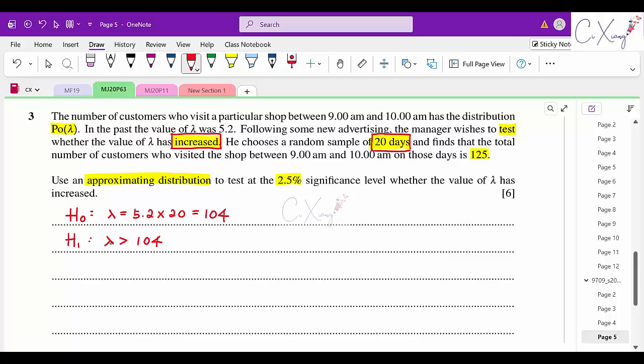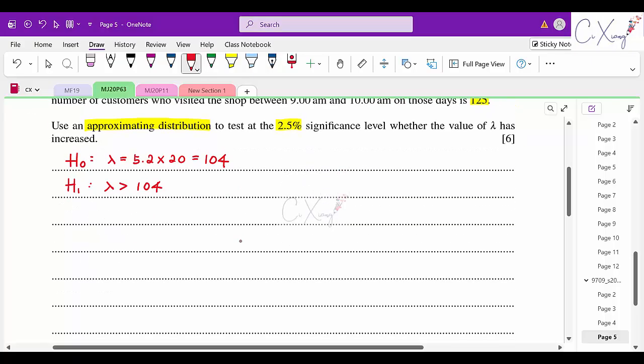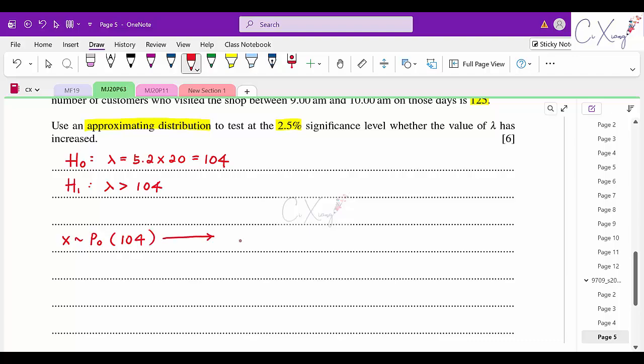Okay, we are carrying out the test using lambda. Originally this distribution is Poisson distributed, with lambda 104 for 20 days. Then how can I change it to some other distribution? For Poisson, you can change it to a normal distribution, where the mean and the variance have the same value. This is a special characteristic of Poisson: mean and variance should have the same value.